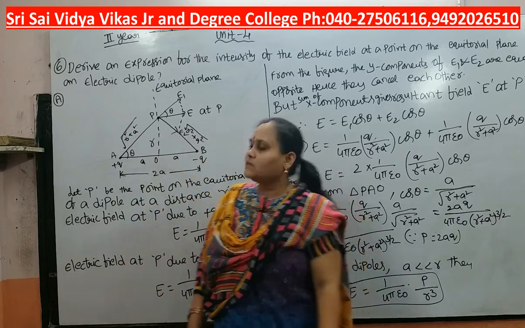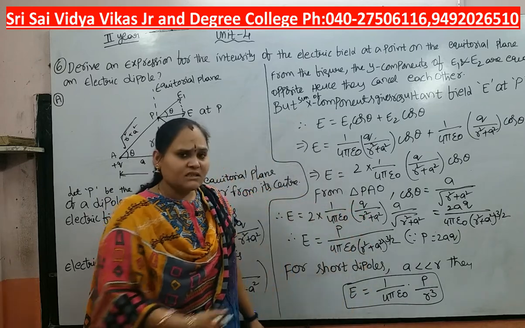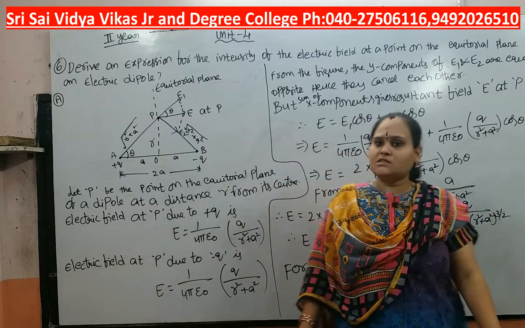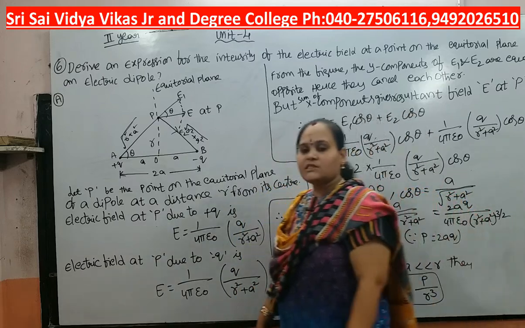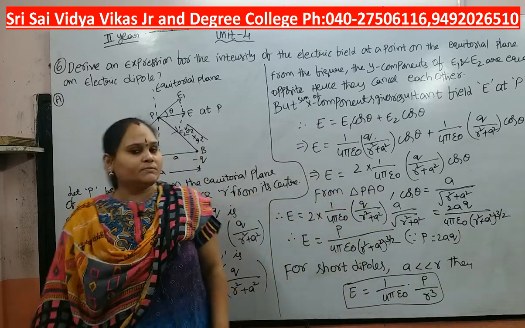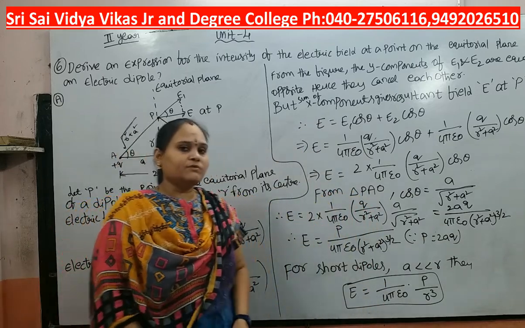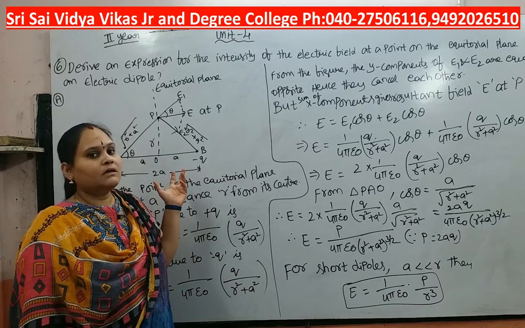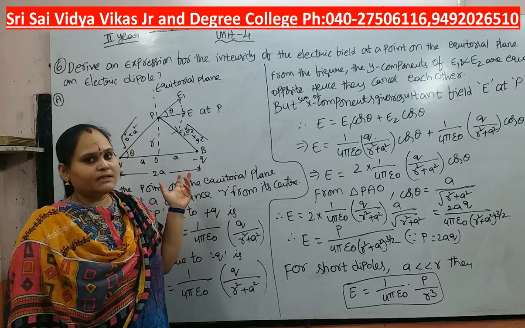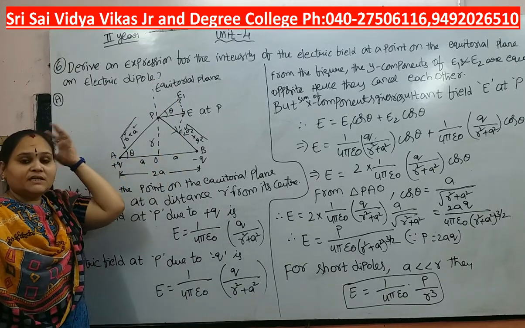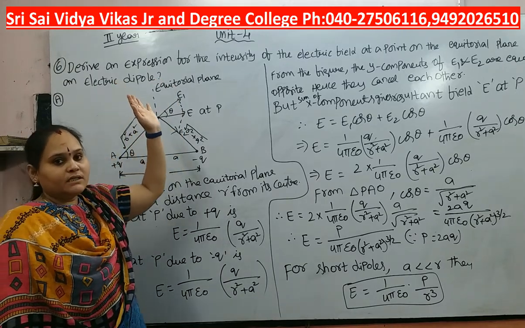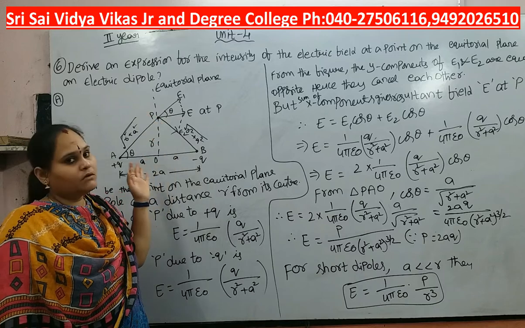Now once more, this is a 4 marks question. In this chapter we get just 4 marks and 2 marks questions. Derive an expression for the intensity of an electric field at a point placed on the equatorial plane. For this purpose we consider an electric dipole with charges separated by a distance 2a and placed at points A and B, and consider the equatorial line. The point P is placed on the equatorial line at a distance r from the center O.